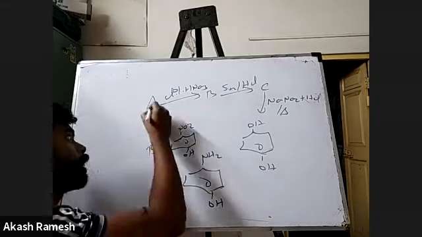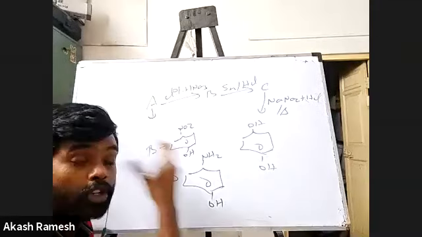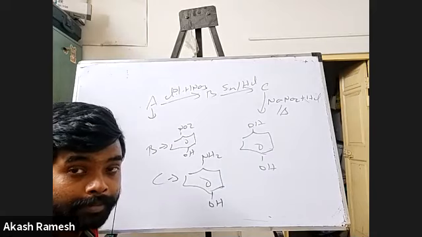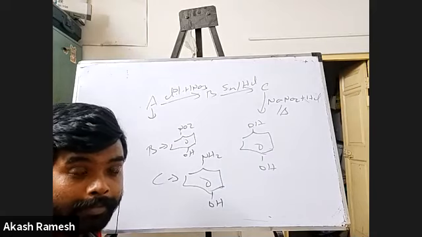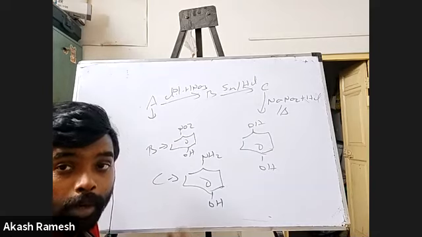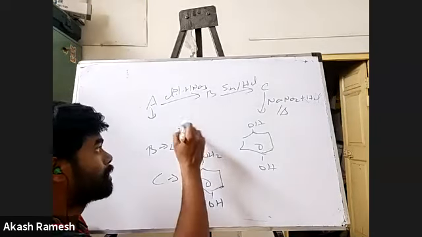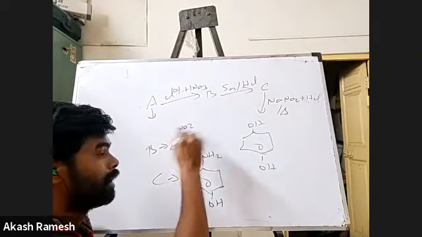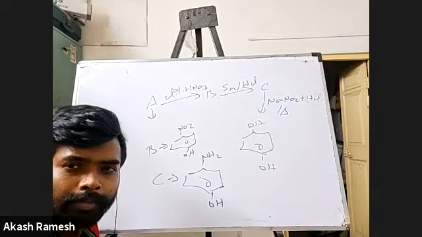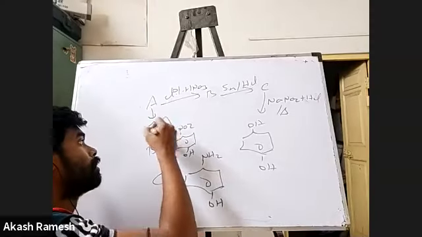So A should have been what? If this NO2 is not there, basically this is getting introduced. If NO2 is not there, what is remaining? Phenol. Right, so this would have been phenol.